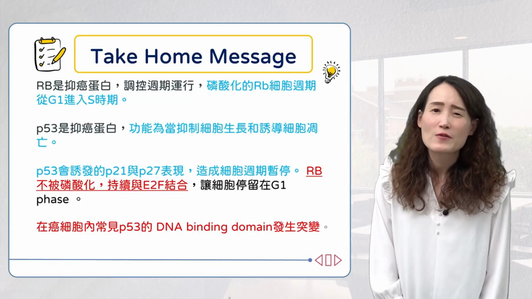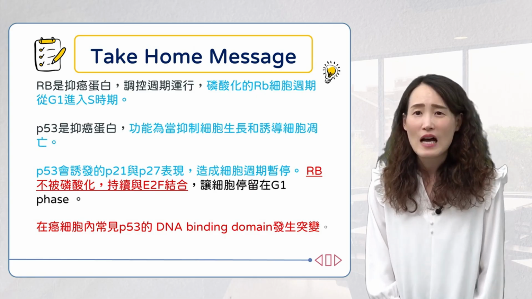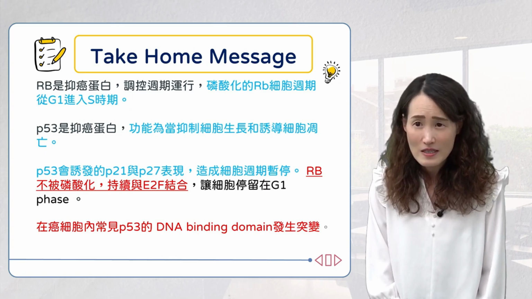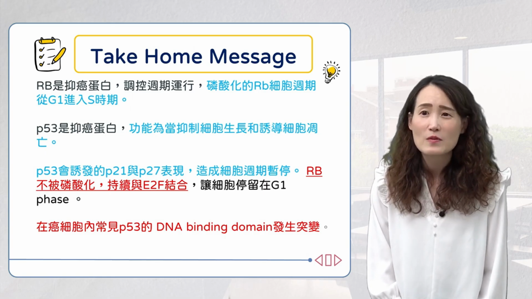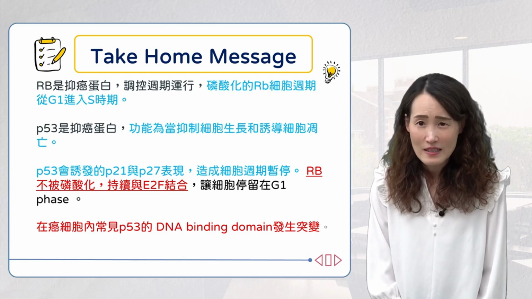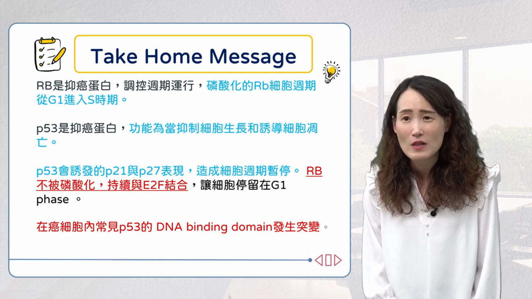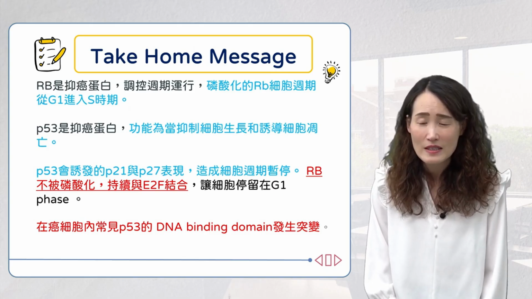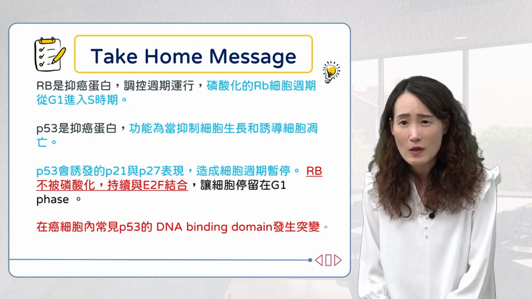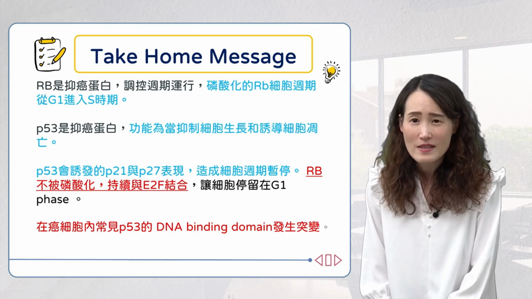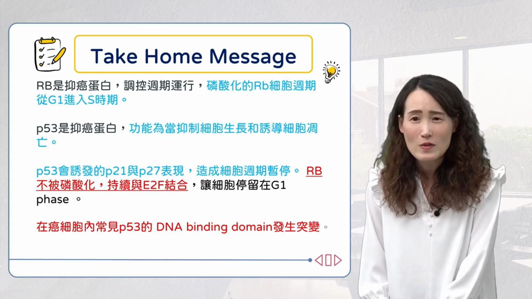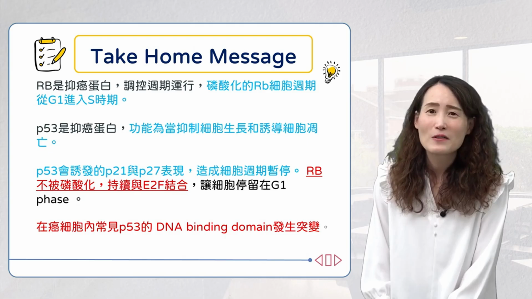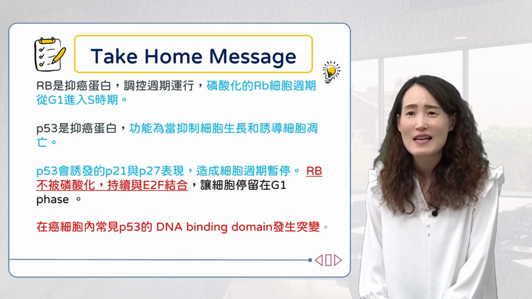Today's take-home message is that RB is a tumor suppressor protein that regulates cell cycle progression. Non-phosphorylated RB remains in the G1 phase. Phosphorylated RB progresses from G1 into the S phase. P53 is a tumor suppressor protein. Its function is to inhibit the cell cycle and induce apoptosis. P53 induces the expression of P21 and P27, causing the cell cycle to pause. If RB is not phosphorylated, it continues to bind with E2F, keeping the cell cycle in the G1 phase. In many cancer cells, the mutation rate of p53 in the DNA binding domain is higher. Now, regarding tumor suppressor proteins, do RB and P53 make sense to everyone?